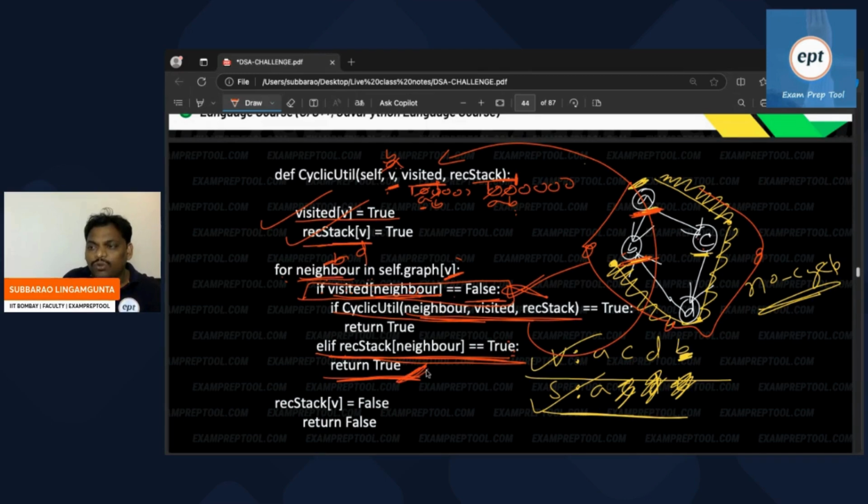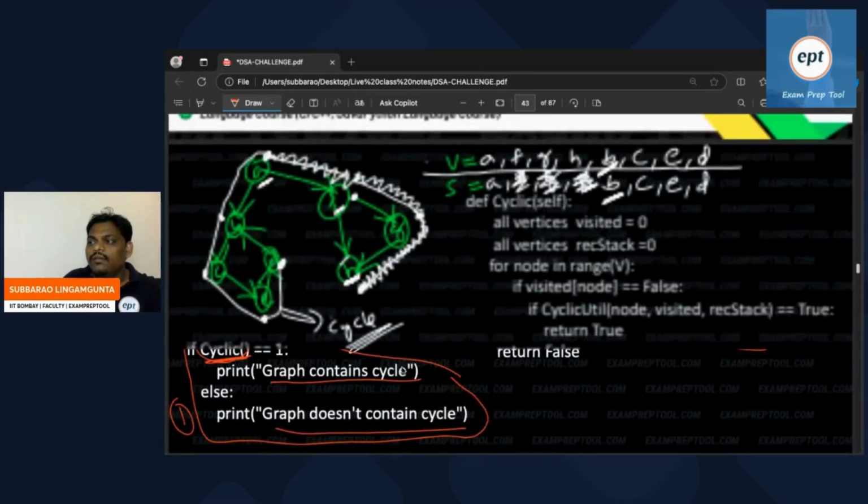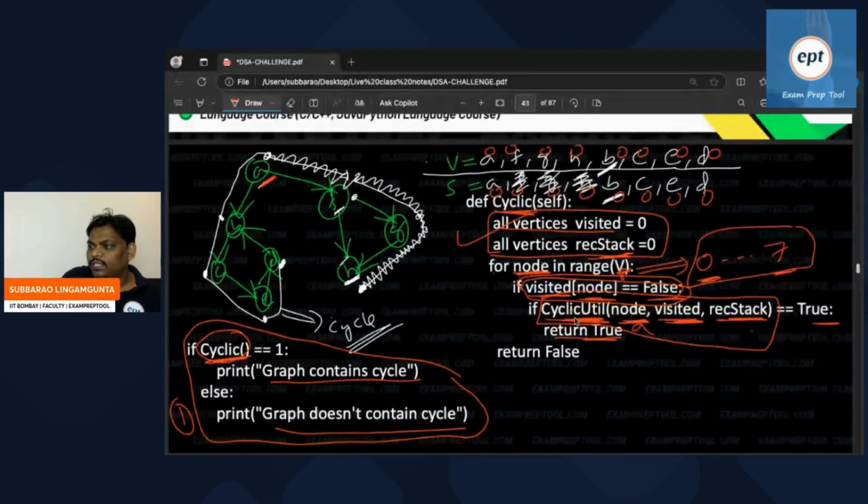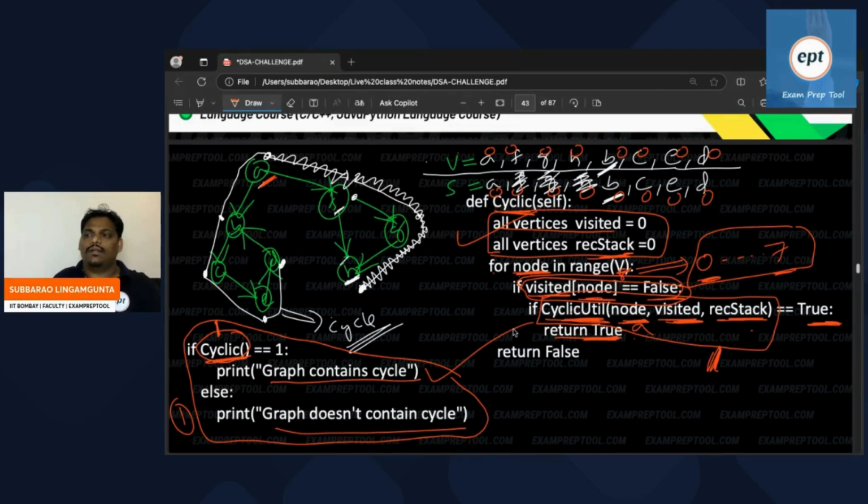You are returning true. Where will that true go? That true will go here. It is true. True is equal to true. Yes. Return true. This true will go from here. It is true. True is equal to true. Yes. The graph contains a cycle like that. I hope everyone got it.